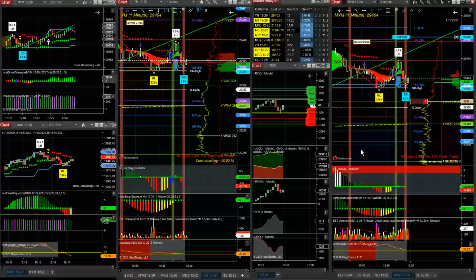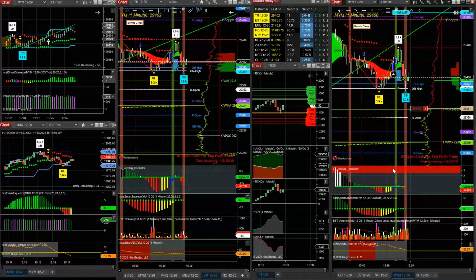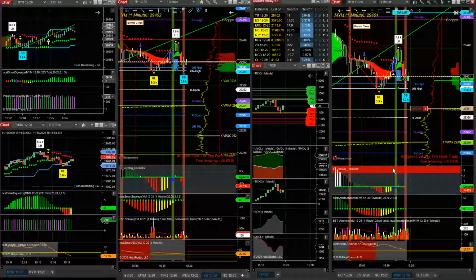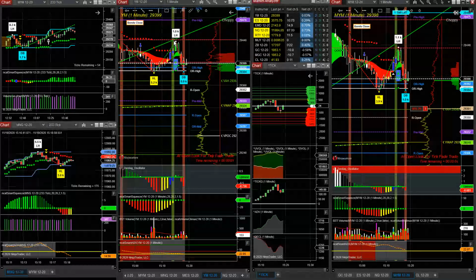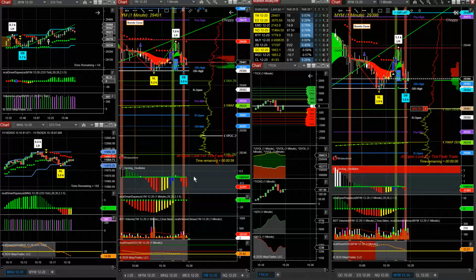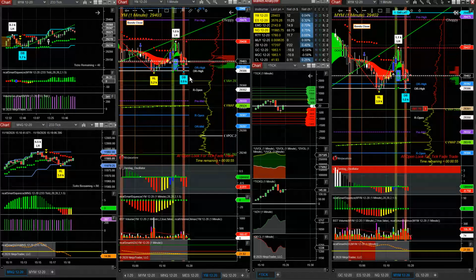Nothing to do right now. This way you have to wait for a setup to materialize. You want YM to come back up. Now we got a red dot. So you want to pivot up and then we take it down.